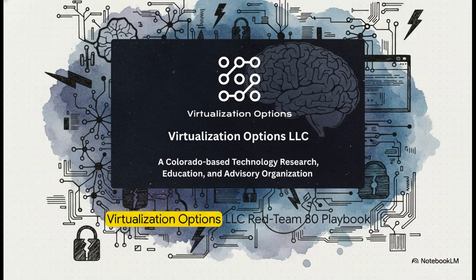Now, the core methodology we're using today comes directly from the Virtualization Options LLC Red Team 80 playbook. We're extracting their framework for attacking large language model, or LLM, systems in production. This isn't just theoretical textbook stuff, okay? This is exactly how you structure a professional, adversary-style engagement against a live Gen AI deployment to uncover its flaws.